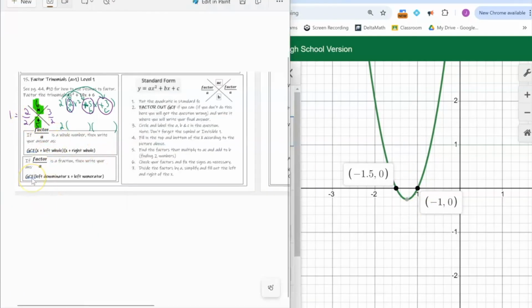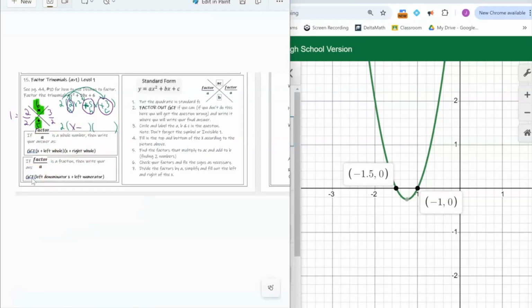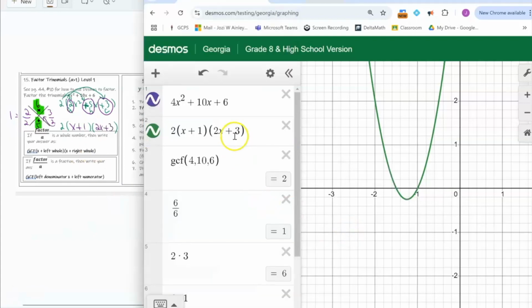So my factors are going to be x plus 1, and we already know that this needs to come to the front because it's a fraction, and this is 2x plus 3. And if you notice, that's the exact same thing we did with the calculator. So if the factor is a whole number, just write your answer as GCF, x plus left, and then x plus right. If it's a fraction, then you need to remember to put your left denominator in front of the x, and then your numerator as what is left. Okay, so that's how you do it by hand.